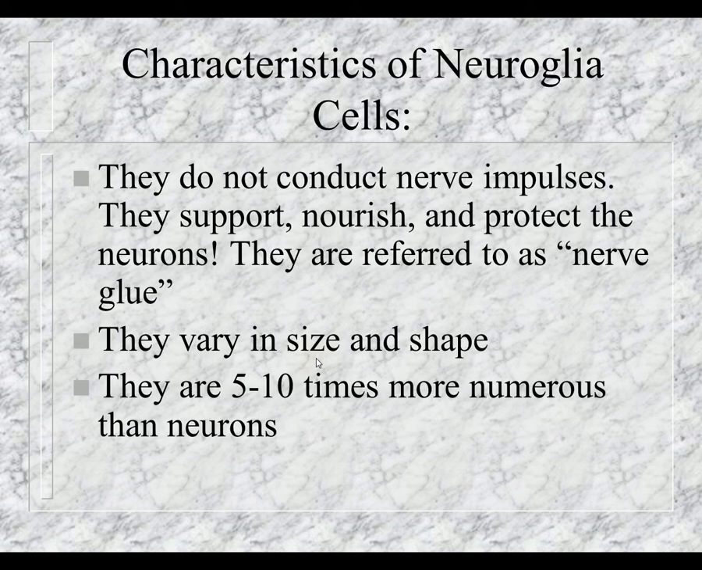The characteristics of the neuroglia cells are a little bit different. They do not conduct nerve impulses like the neurons. Instead, they support, nourish, and protect the neurons. So they're kind of like the glue that holds everything together. They do vary in size and shape, and they're about 5 to 10 times more numerous than our neurons.